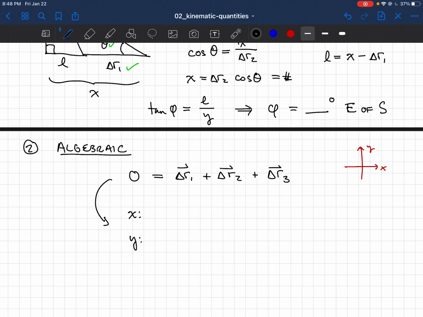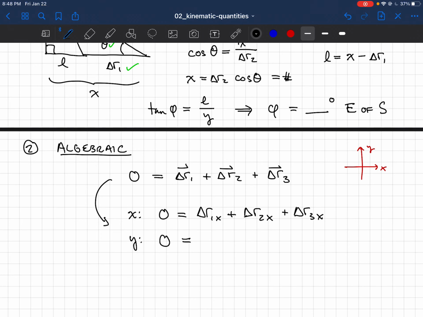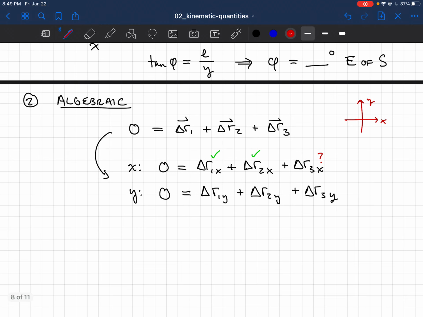So there's an x equation and there's a y equation. The x equation is 0 is equal to delta r1x plus delta r2x plus delta r3x. And the y equation is 0 is equal to delta r1y plus delta r2y plus delta r3y. And remember, we know everything about r1 and r2, so we're going to be able to find those two, and that means you'll be able to solve for delta r3x. So let's take them one at a time and look at what they are.